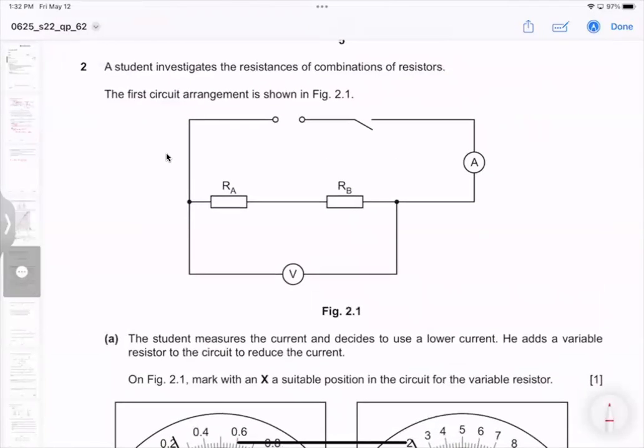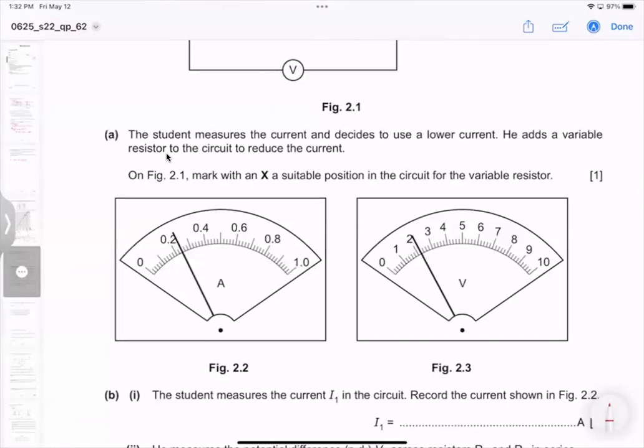A student investigates the resistances of combinations of resistors. The first circuit arrangement is shown in figure 2.1. RA and RP are two resistors connected in series. We have a voltmeter across the two resistors, we have a meter, we have a switch, we have a power supply. The student measures the current and decides to use a lower current. He adds a variable resistor to the circuit to reduce the current.